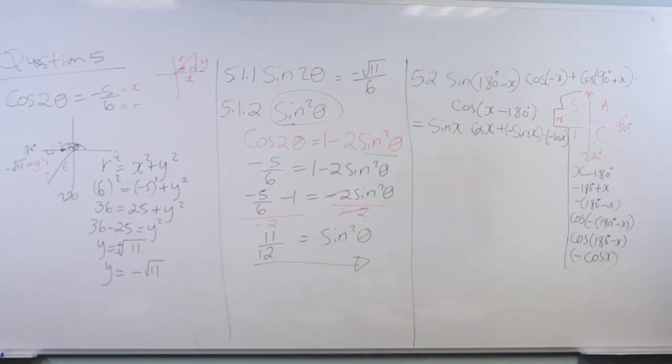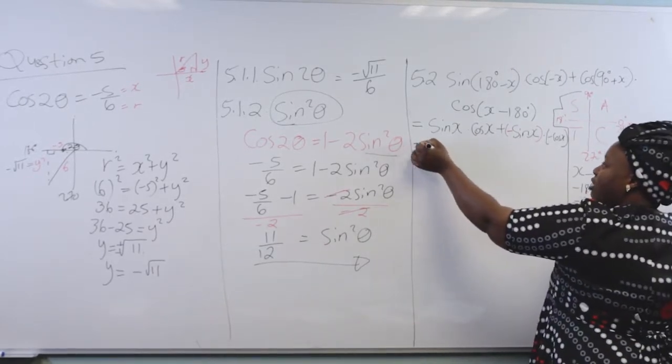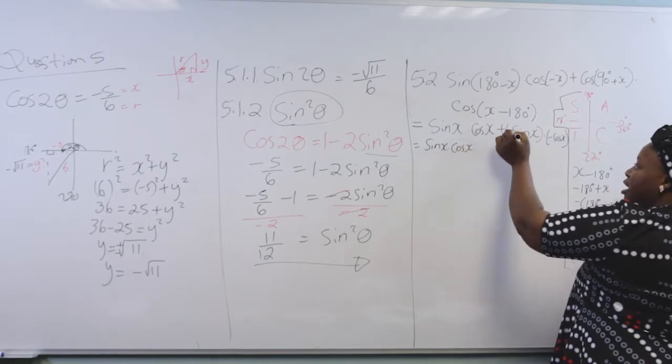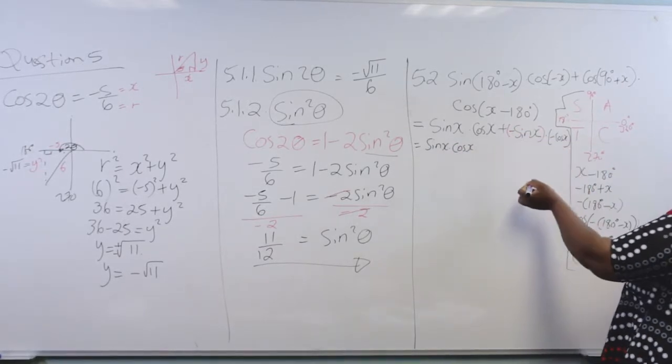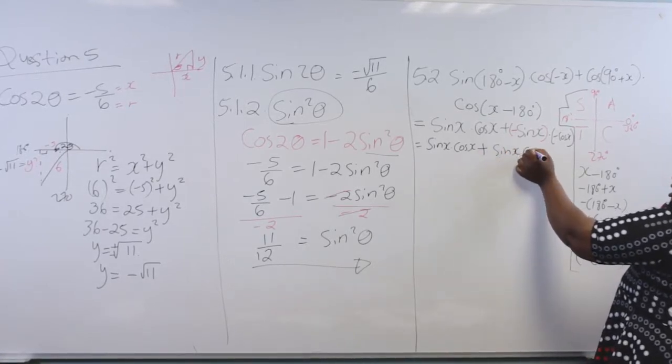And that is our first part of simplification. Then we start multiplying out the negative. This is sine x times cos x. The negative times a negative will give me a positive. So we remain with positive sine x times cos x.